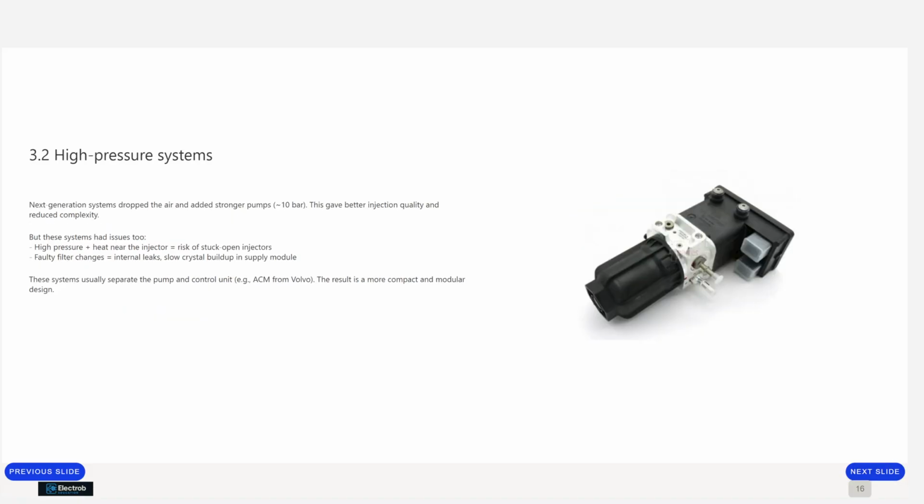Next generation systems dropped the air and added stronger pumps, namely 10 bar. This gave better injection quality and reduced complexity. But these systems had issues too. High pressure plus heat near the injector is a risk of stuck open injectors. Other issues include faulty filter changes, internal leaks, and slow crystal buildup in the supply module. These systems usually separate the pump and control unit, for example, the ACM from Volvo. The result is a more compact and modular design.